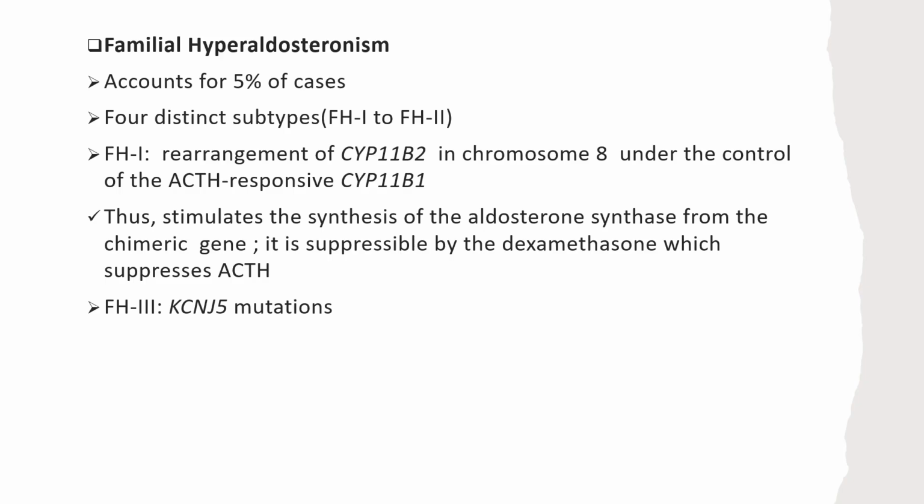And in familial hyperaldosteronism 3, we can see there is a potassium channel protein mutation. And also in familial hyperaldosteronism type 4, we can see there is a CACNA1H mutation that we saw earlier.